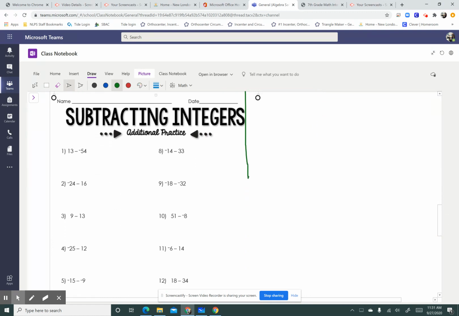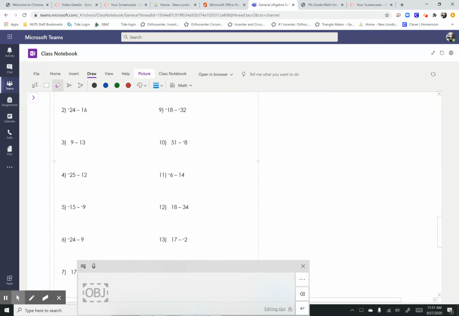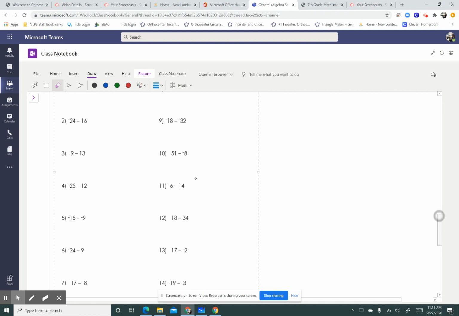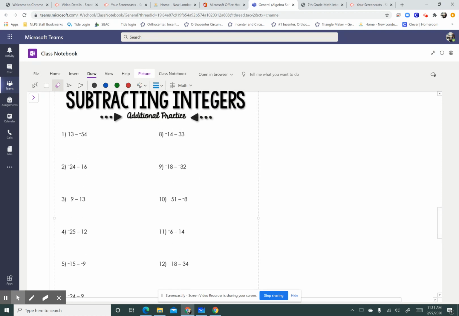Okay, here we are with our subtracting integers. So let's start with number 1. We'll do a few of these and we'll let you do a couple of them on your own. We have 13. The first number does not change. The subtraction turns to addition, and negative 54 becomes a positive 54. So 54 and 13 equals 67.